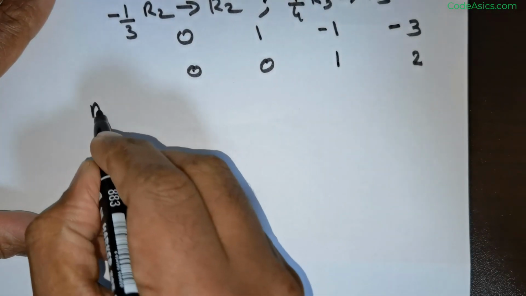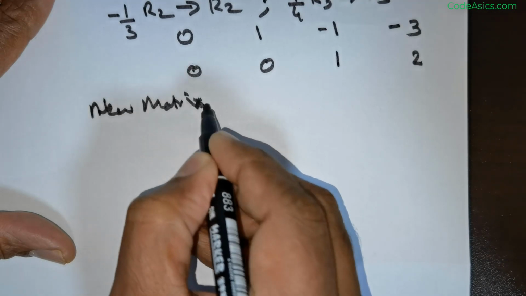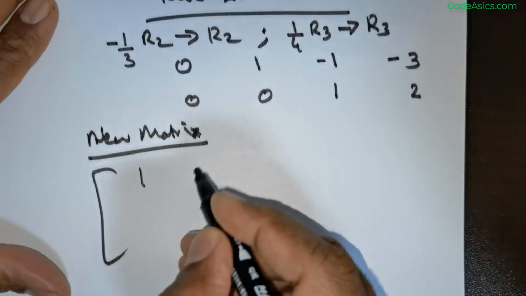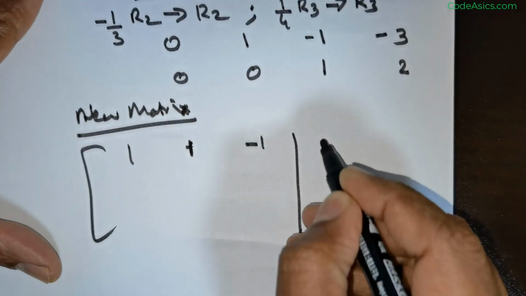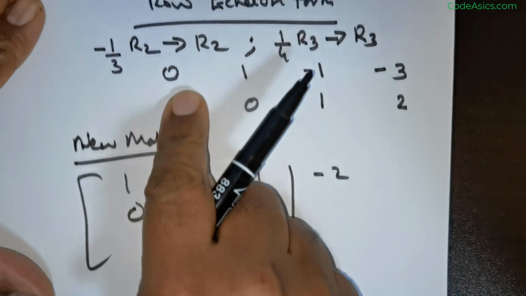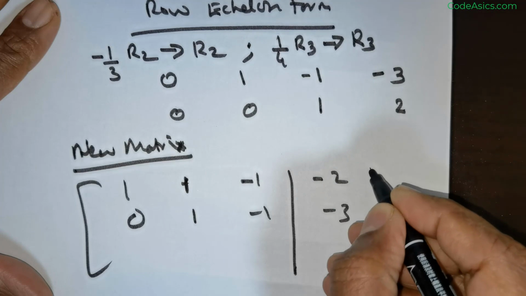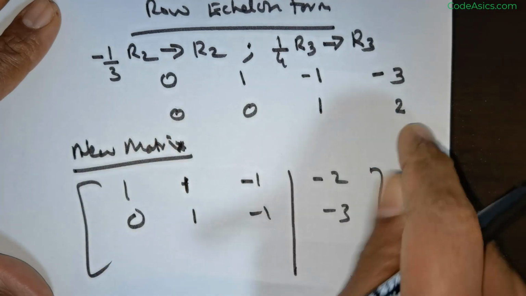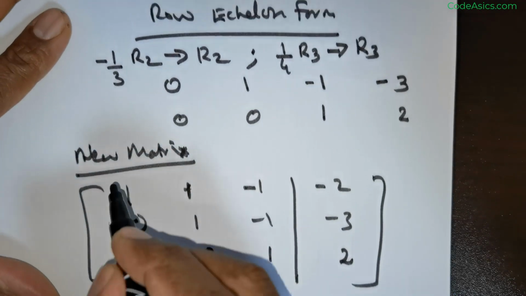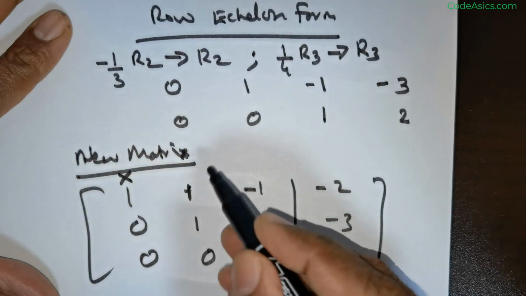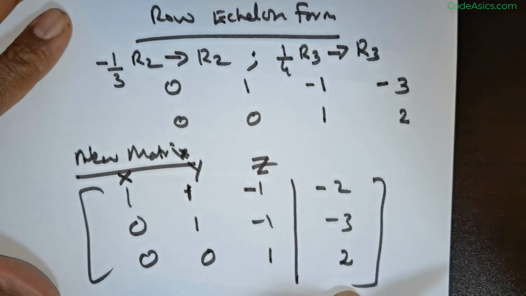So the new matrix is going to be: row 1 stays as it is, so it's going to be 1, 1, negative 1, draw the vertical line, negative 2. Write down this 0, 1, negative 1 and negative 3, and then 0, 0, 1 and 2. Now this is taken to be the coefficient of x, this is the coefficient of y, this is z, and this is the constant.